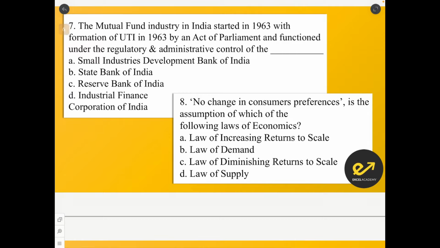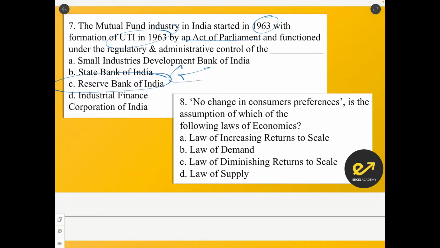Question number 7. The mutual fund industry in India started in the year 1963 with the formation of UTI in 1963 by an act of parliament. The function under the regulatory and administrative control of. So to begin with, the mutual fund industry was governed by RBI, then it went to IDBI, then it came to SEBI. So here the answer is Reserve Bank of India.